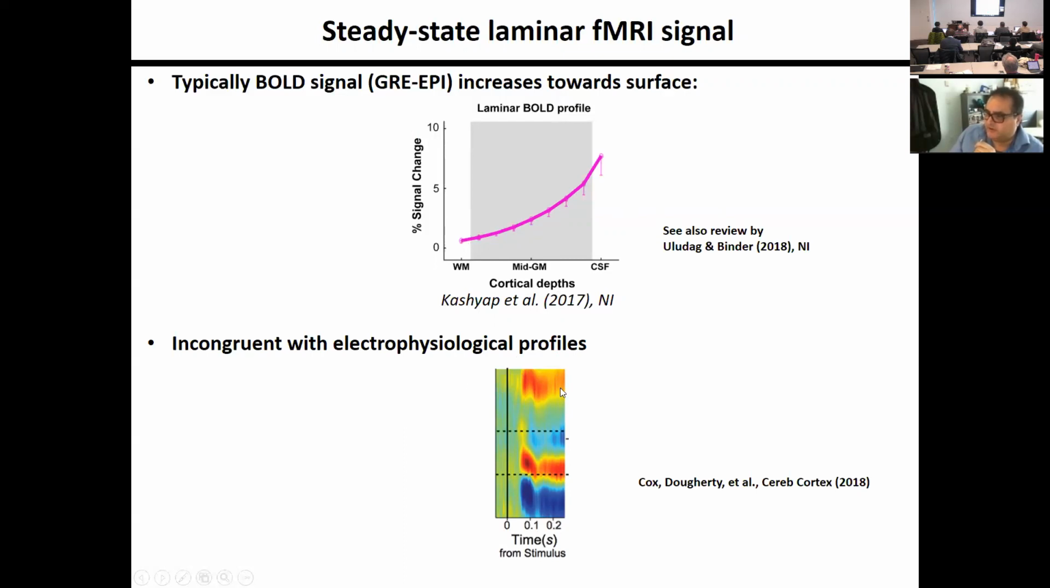However, if you go to electrophysiology, you see a very inhomogeneous profile. Here CSF would be here and white matter would be here, and the x-axis is now time. What you would see is a very inhomogeneous electrophysiological profile. So these profiles are very incongruent with each other, which means if you look at the spatial profiles of the GE gradient echo BOLD signal, it doesn't look like anything we would expect from electrophysiology.